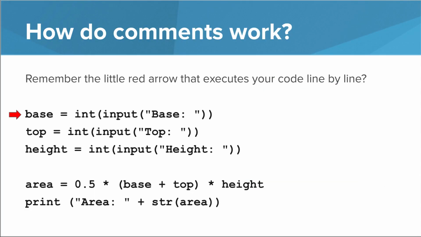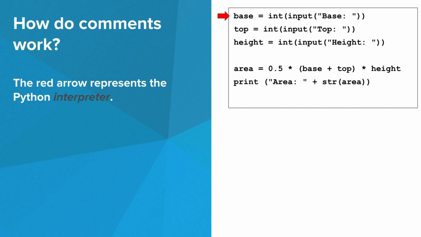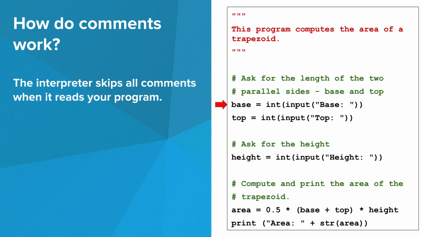First, let's talk about how comments work. In some of the videos for this course, you saw a magic little red arrow that executed your program one line at a time. The magic red arrow represents something I've mentioned a few times called the Python interpreter. When you write a Python program, there is another program called the interpreter that goes through your program line by line and executes it. Turns out the interpreter is pretty smart and can skip over anything that looks like a comment. So how does it know what to skip?